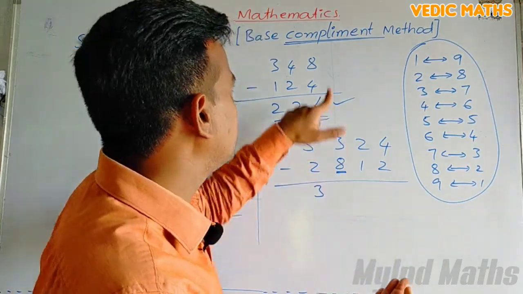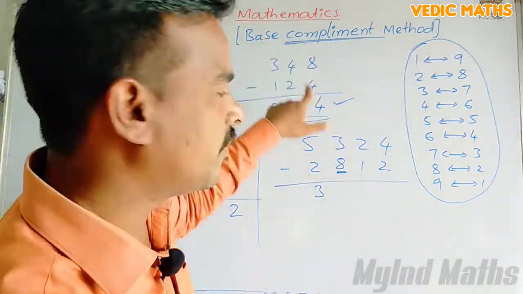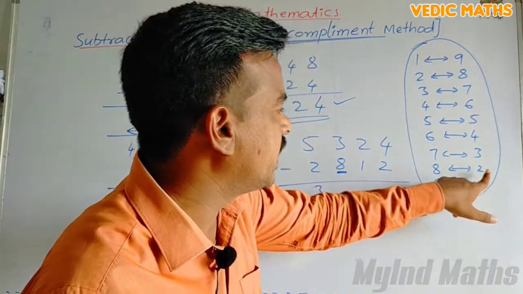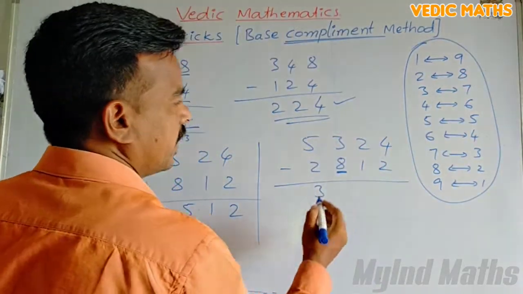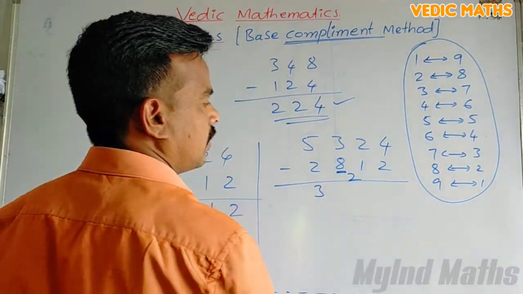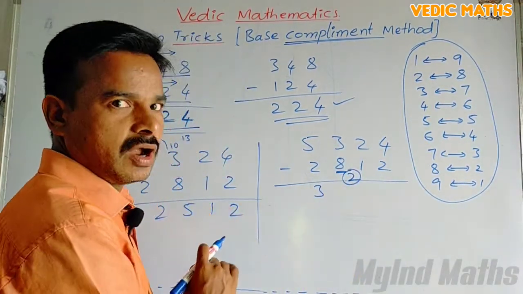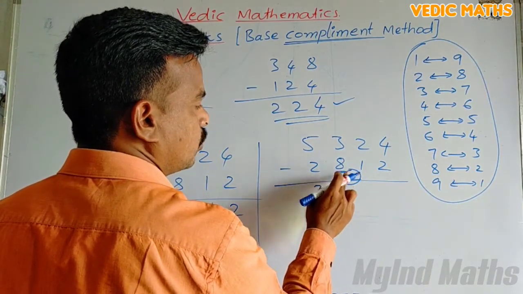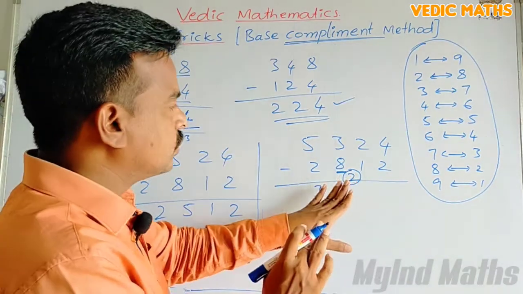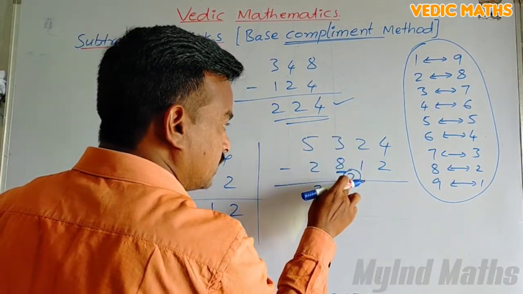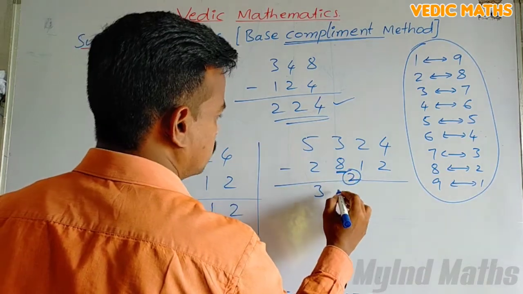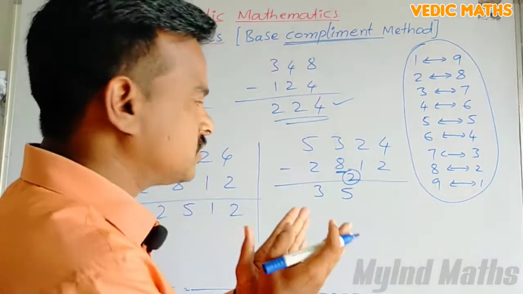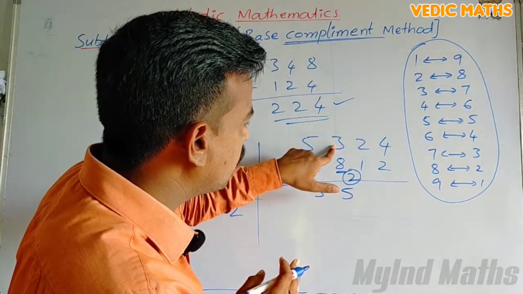And what is the complement of the base? The base is 8, so the complement of 8 is 2. I am writing the complement, not carrying over. Here it is the complement: 2 is the complement of 8. We know that. Now we have to add these two numbers, 3 plus 2, 5.